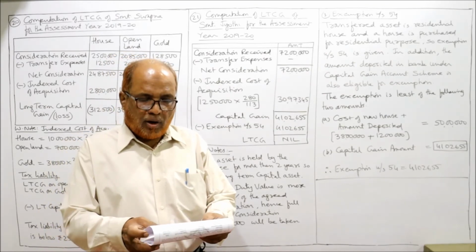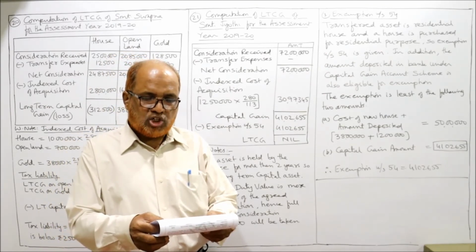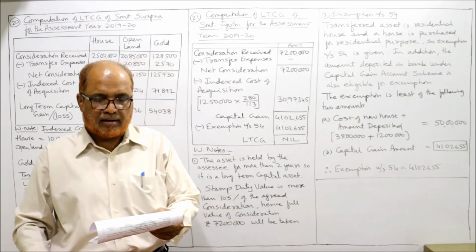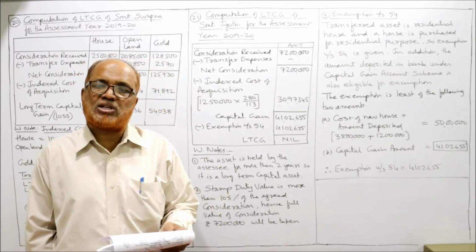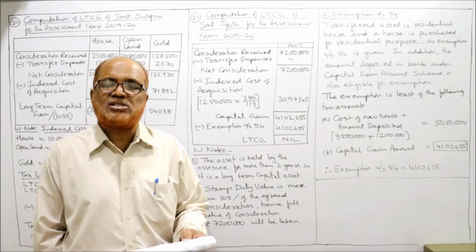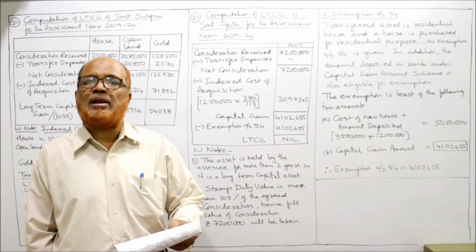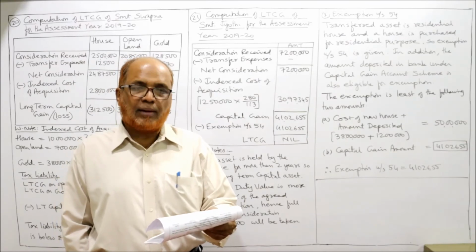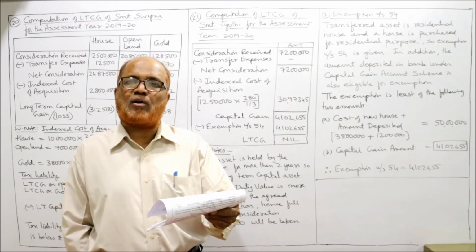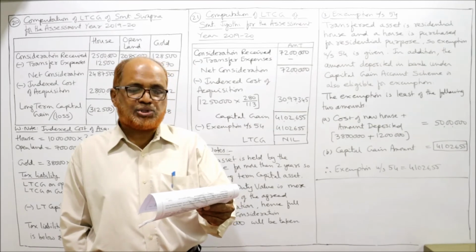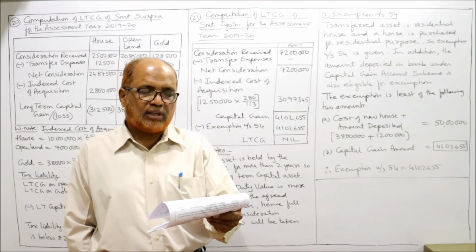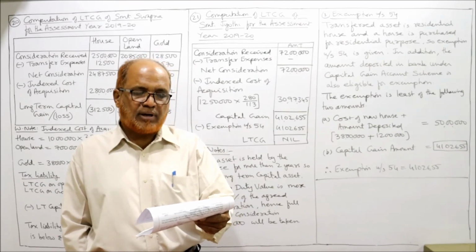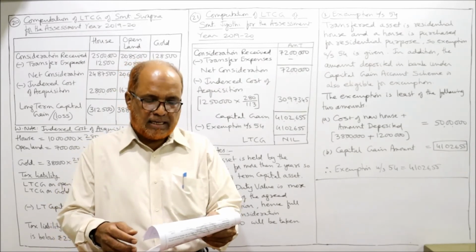On 15th March 2019, she purchased a residential house in Chennai. That means she sold one residential house and purchased another residential house, so she is eligible for exemption under section 54. Apart from that, she deposited 12 lakh rupees in State Bank of India under the capital gain account scheme to construct one more floor in the new house. Compute tax liability if income from other heads is nil.